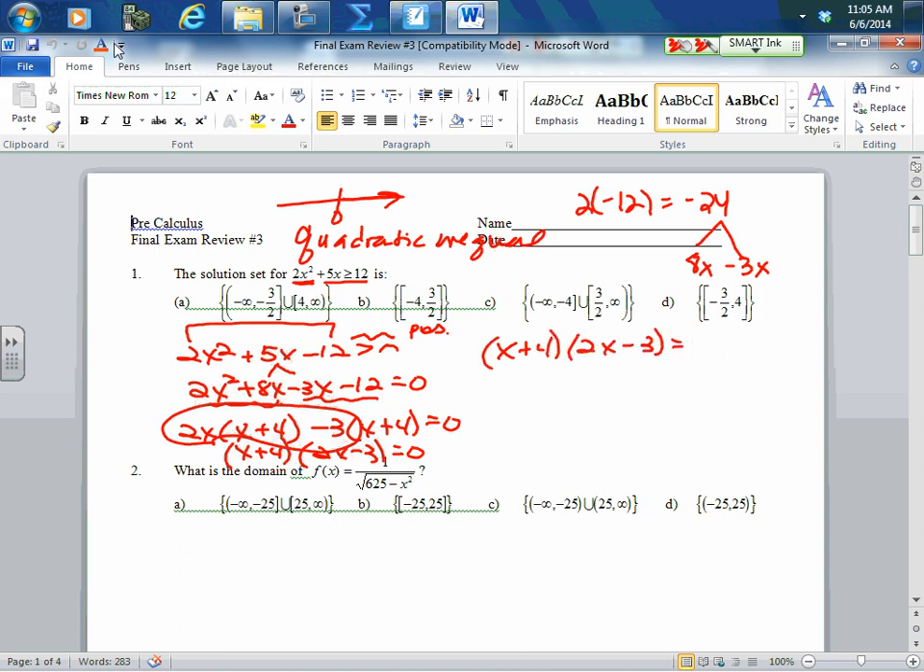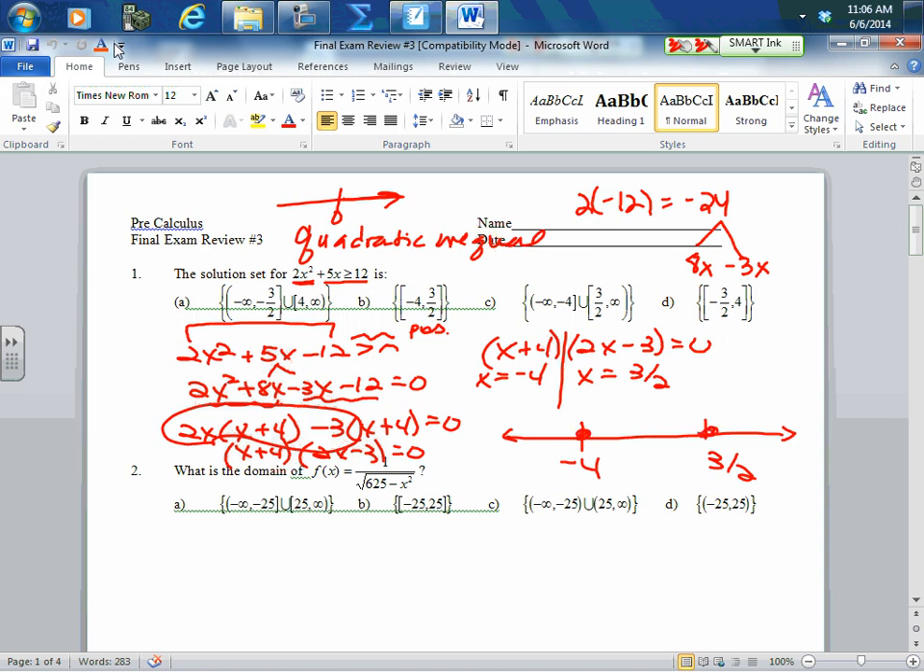We set these equal to 0, and x is equal to negative 4, and x is equal to 3 halves. I added 3 divided by 2. Put these on your number line. Now, to determine if they're open or closed, we go to your inequality. If there's an equal sign, then we close them. If there's no equal sign, then we keep them open. That gives you your hard brackets versus your soft brackets.